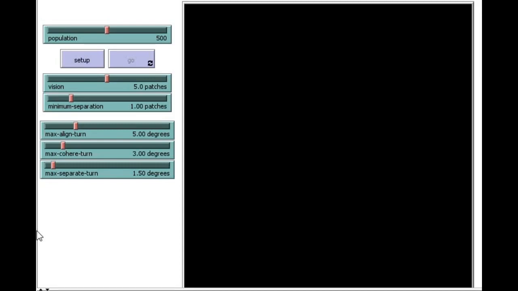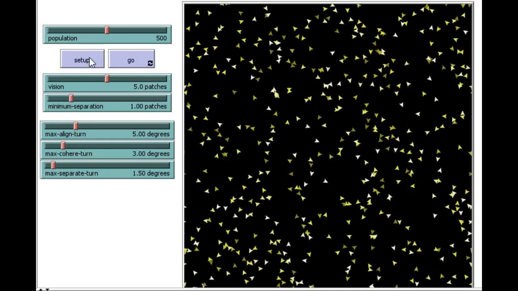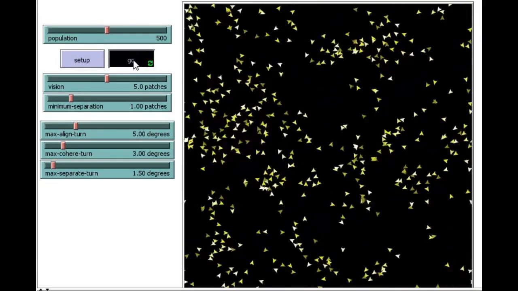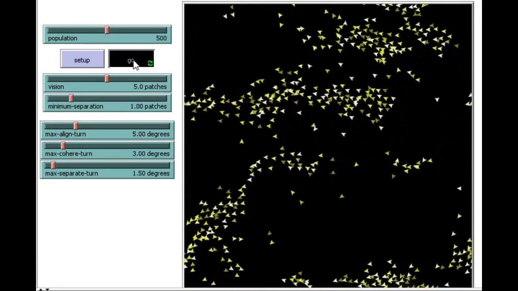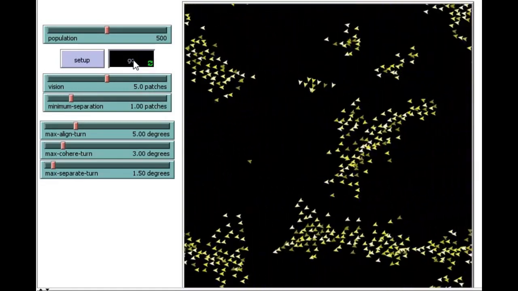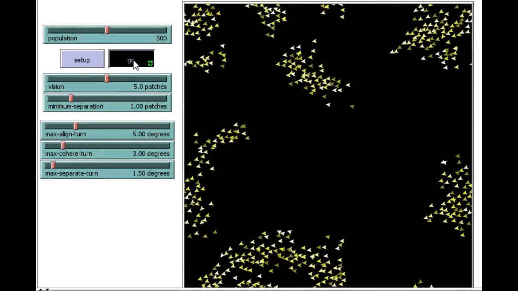On the left of the screen are the input settings and controls, and the output is the black square which represents the sky with small arrows as the birds. Clicking on Setup randomly places the birds in the sky. Clicking Go sets them flying, and they follow the three behavioural rules. What emerges from the interaction of the birds when they follow these rules is flocking.